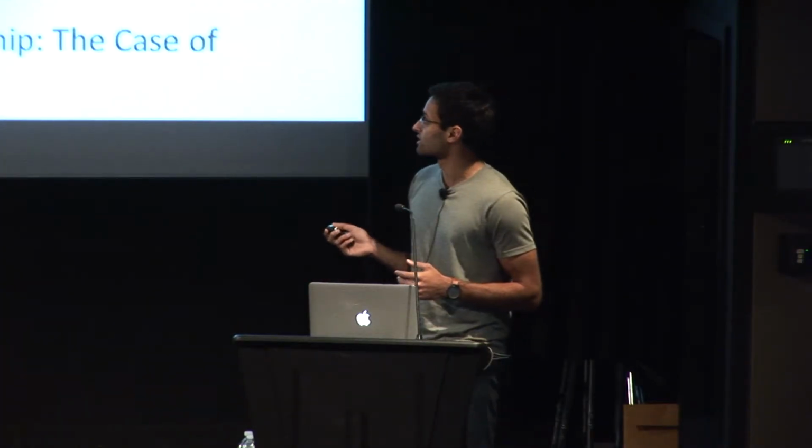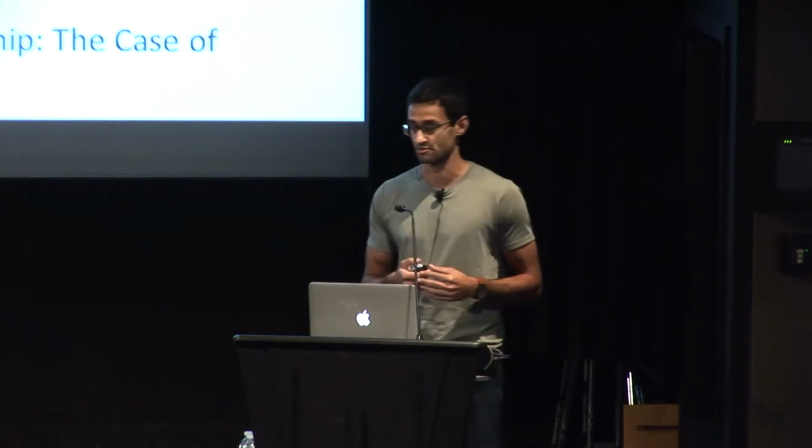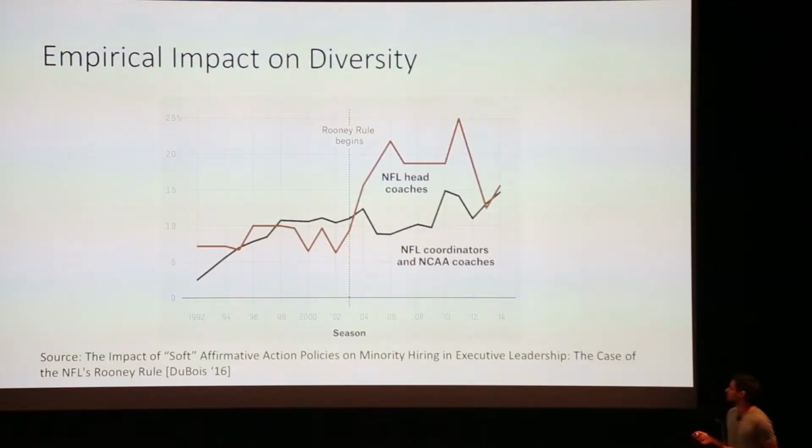The black line here is NFL coordinators and NCAA coaches who were, in fact, not subject to the Rooney Rule. And so you see this jump right around 2003, suggestive that the Rooney Rule was actually having a positive impact on diversity here. Okay, so there's some evidence that it actually does help with diversity, and you would expect that this would be the case, right?